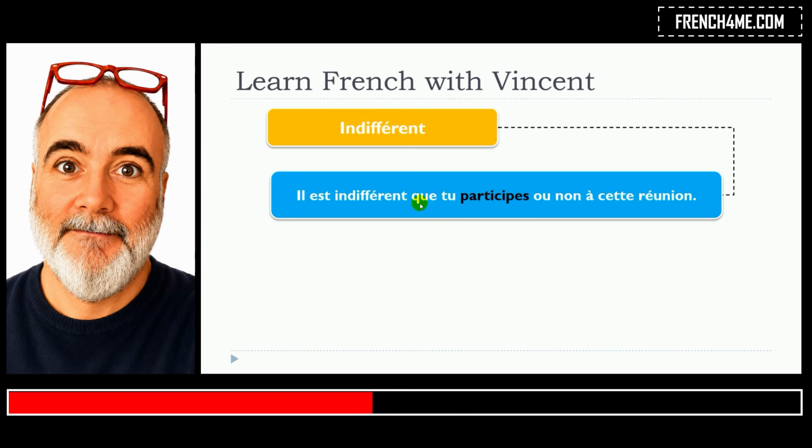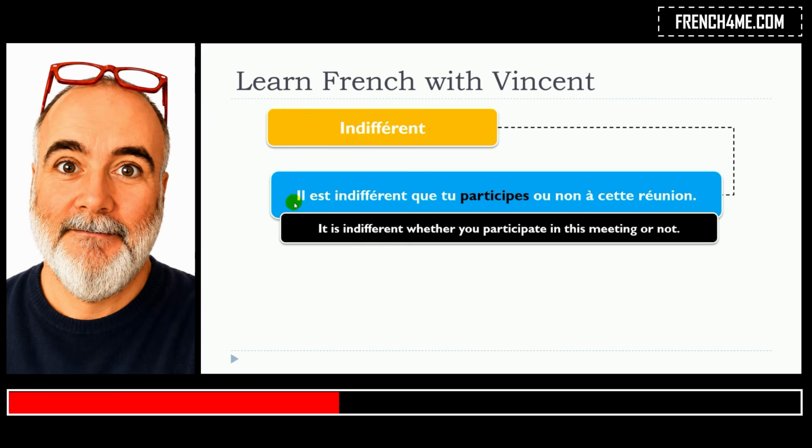Il est indifférent que tu participes ou non à cette réunion.